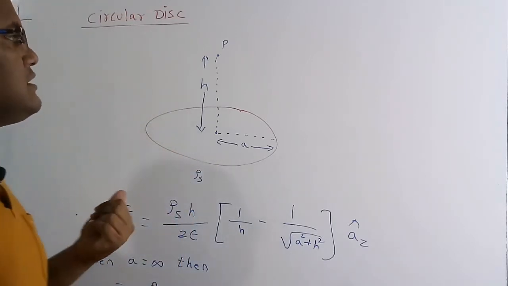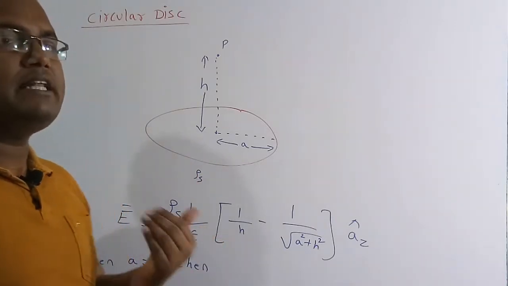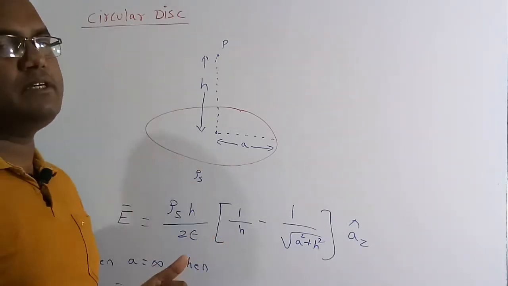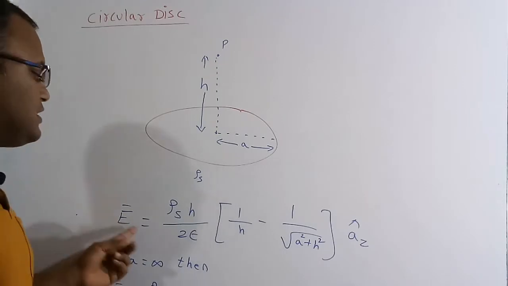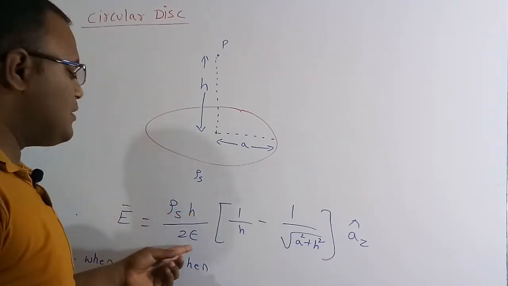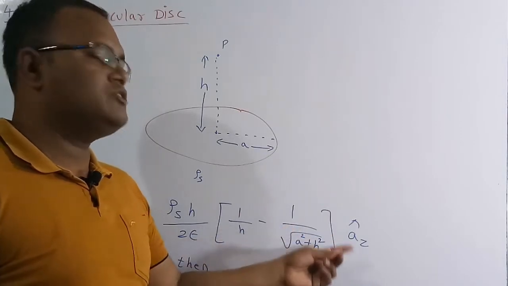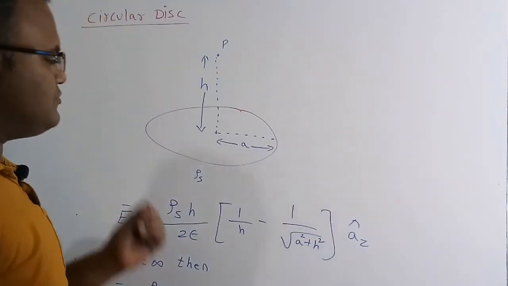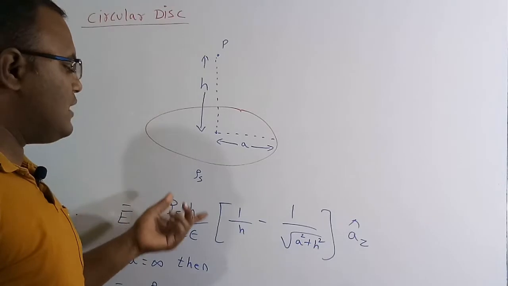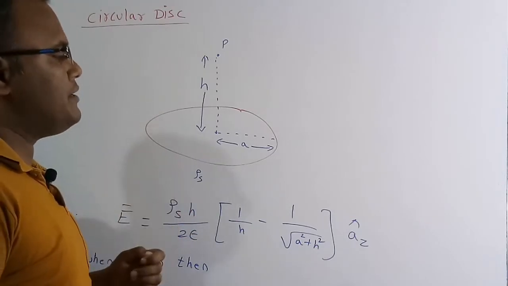Based on this data, I want to figure out the value of the electric field at any point in space. The expression is E bar equals rho s h by 2 epsilon into (1 by h minus 1 by square root of a square plus h square) into az cap. This is the expression of the electric field at the point P.